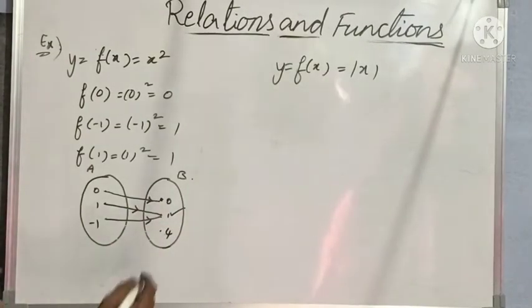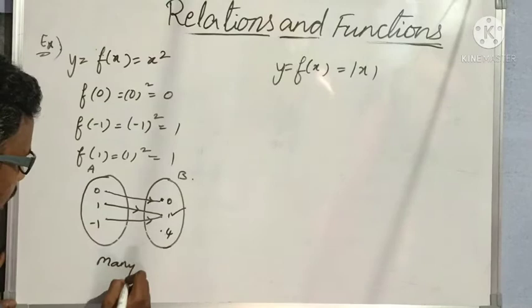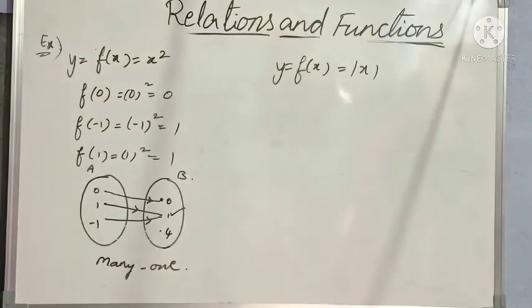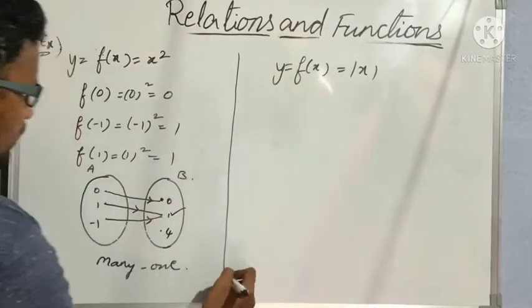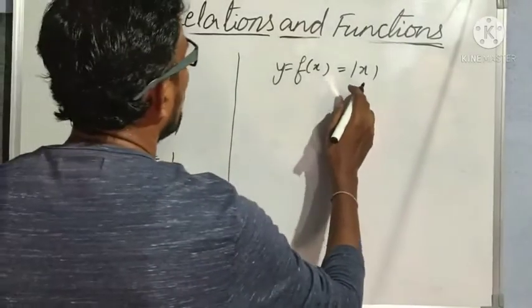Right? So such a function is called what? Many one function. Understood? How to identify whether a function is many one or one? So this function is of what type? Many one function. Now let us see y is equal to mod x.